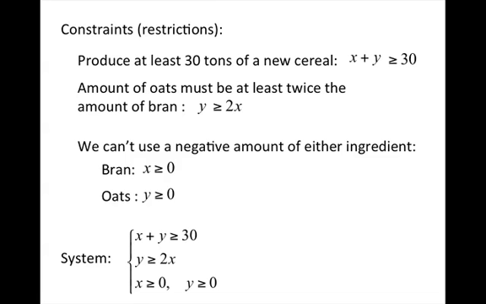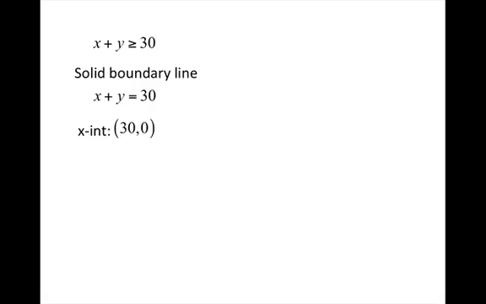So let's begin by finding my boundary lines and my intercepts. For x plus y is greater than or equal to 30, I know I'm going to have a solid boundary line. The equation for that line is x plus y equals 30. For my x-intercept, let y be 0. If y is 0, I get x equals 30, so this is the ordered pair (30, 0). For the y-intercept, let x equal 0. If x is 0, I get y equals 30, so this is the ordered pair (0, 30).